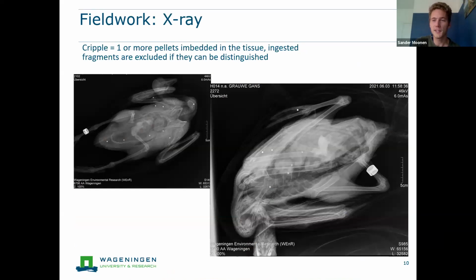Again, a few pictures like Jesper already showed, and Kevin also. We define the crippling as a bird that has at least one or more pellets embedded in a tissue. Ingested fragments, so sometimes you see that geese have ingested metal parts, but mostly they don't look as round as pellets. If this is the case, we exclude them from this X-ray. So that's not counted as crippling, it's just the effect of ingestion of metal parts. These are excluded from the database.